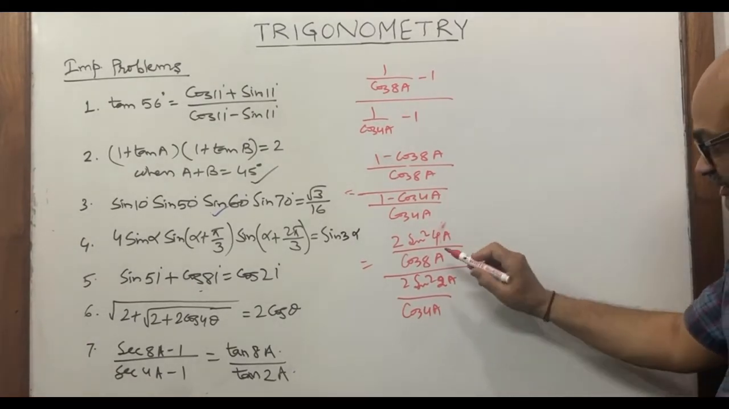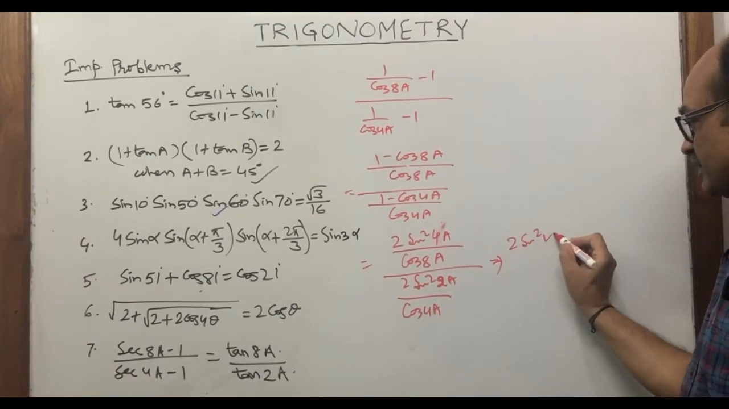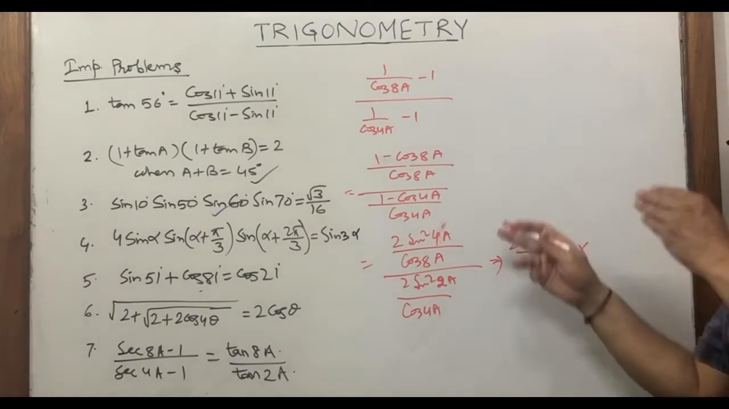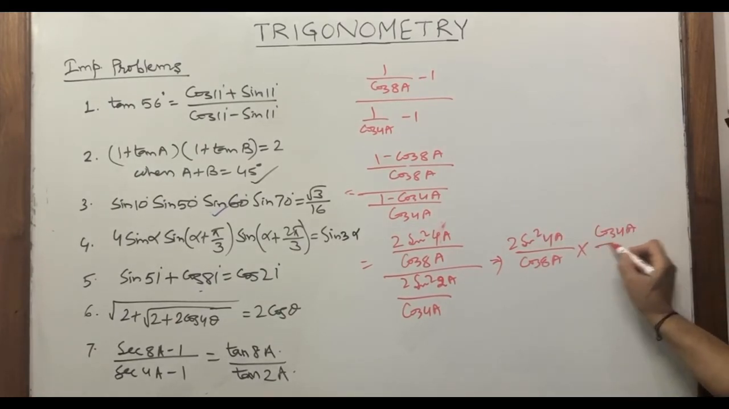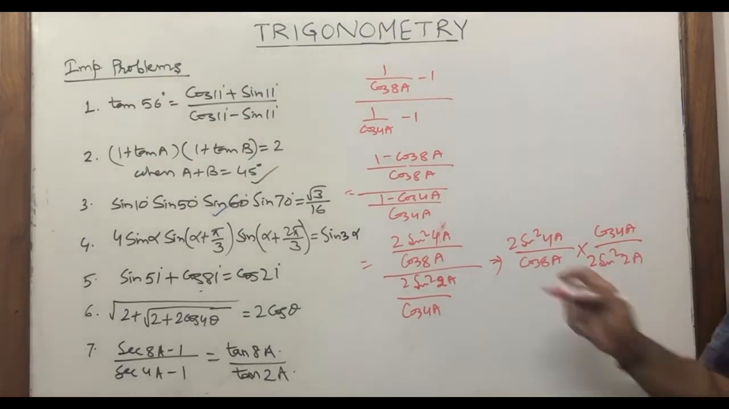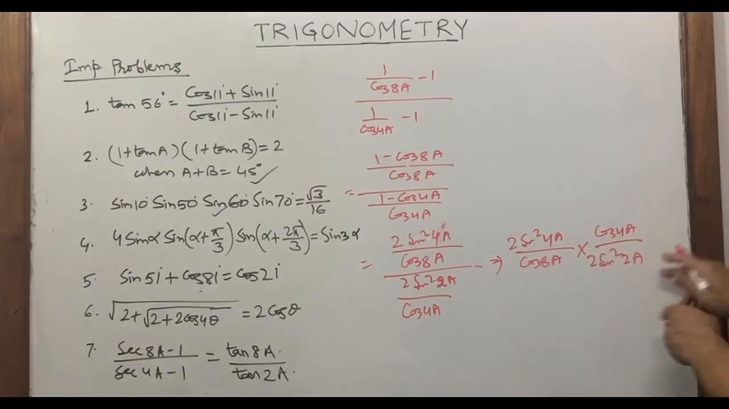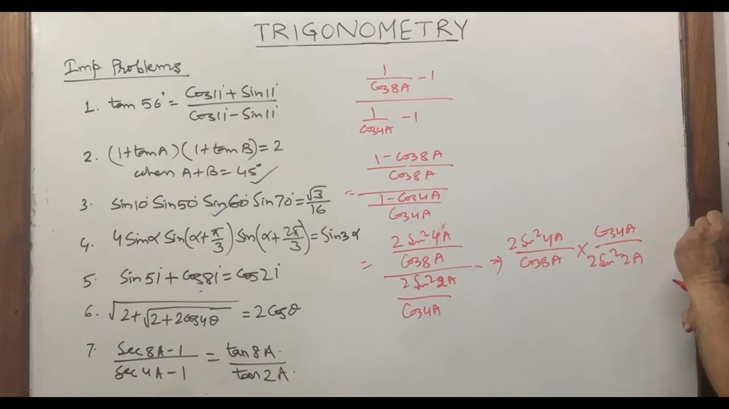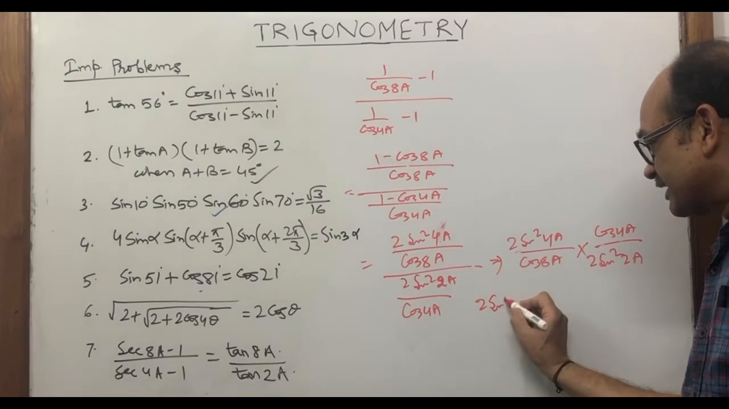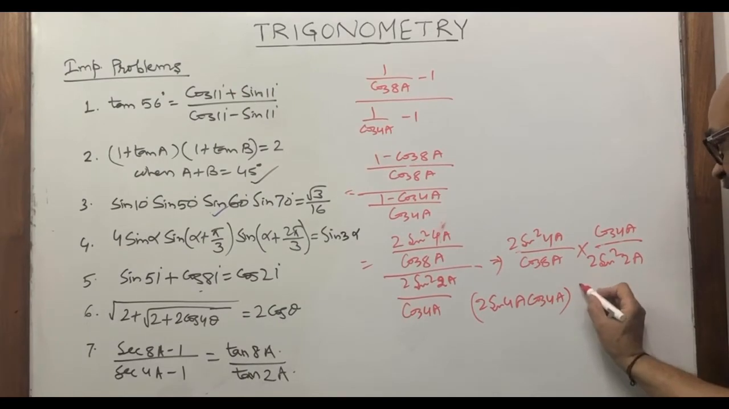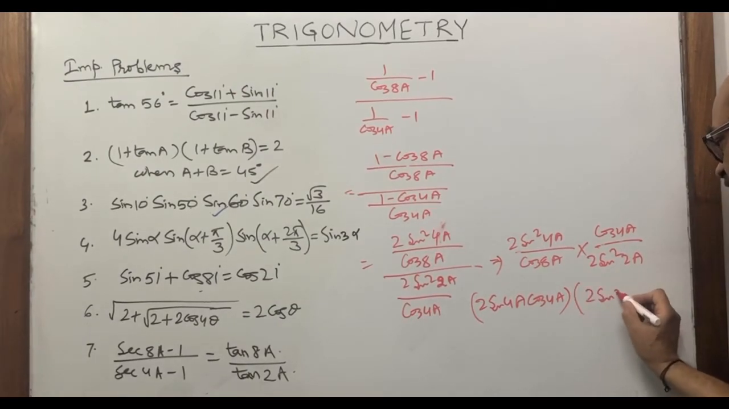This we can adjust in the form of 2 sine square 4A divided by cos 8A into cos 4A, divided by 2 sine square 2A. You know, 1, 2, 3, 4. So 1 by 2 remains as it is, and 3, 4 becomes 4 by 3. We apply this. Now, if we combine these two, 2 sin A cos A formula. So we can write 2 sin 4A cos 4A, and sin 4A we can write as 2 sin 2A cos 2A.